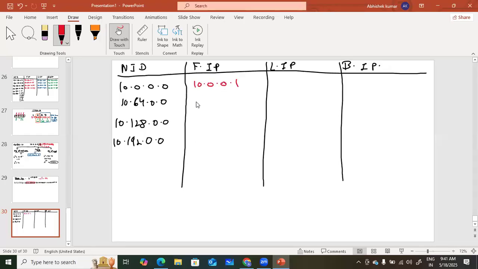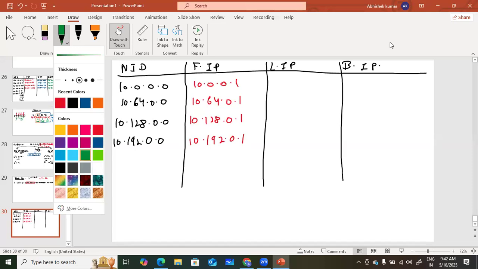And when I talk about the first IP, it would be 10.0.0.1, 10.64.0.1, 10.128.0.1, 10.192.0.1. That's the first IP. What about the broadcast IP?